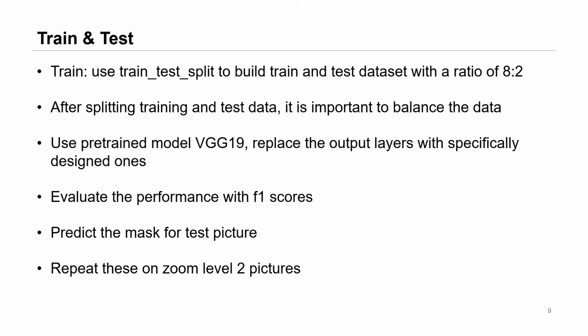After everything was prepared, I applied a pre-trained model, VGG19, and used this model to do the main prediction. What's different from the original model is that I replaced the output layers with specifically designed ones, which means my own. After training the model, we need to use the trained model to predict. Before doing the predictions, we also need to evaluate the performance with F1 scores.